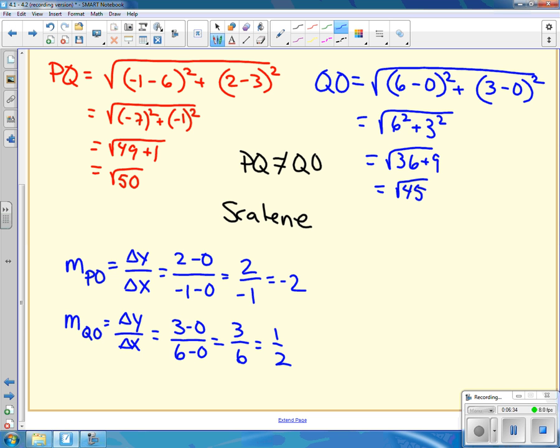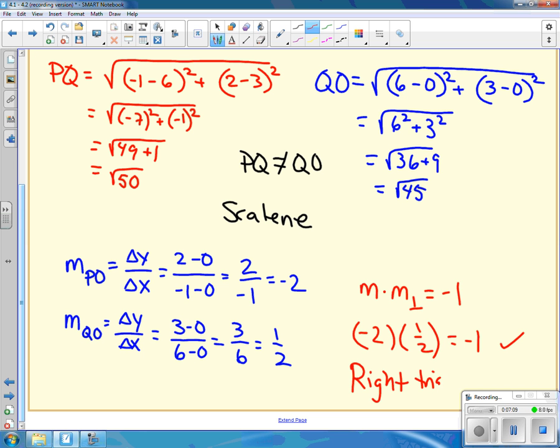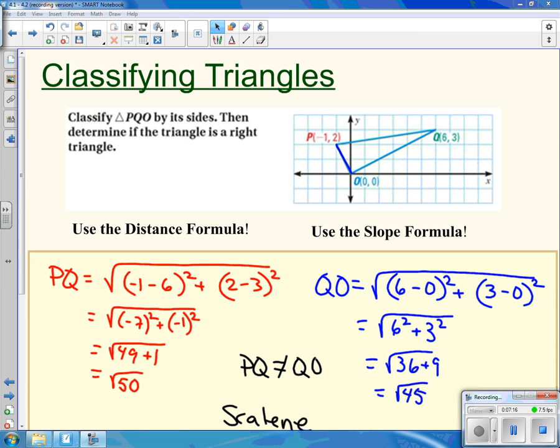So to figure out if these form a right angle, I want to see if those two segments are perpendicular. And I know that when two segments are perpendicular, their slopes will multiply to equal negative 1. If I plug in the slope of PO, negative 2, and multiply that by the slope of QO, 1/2, I do get negative 1, which confirms that I have perpendicular lines. Once I see that those lines are perpendicular, my conclusion is that this is a right triangle. So coming back up to the question, how would I classify triangle PQO? It would be classified as a scalene right triangle.